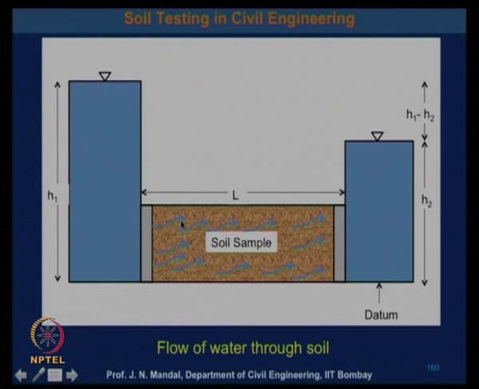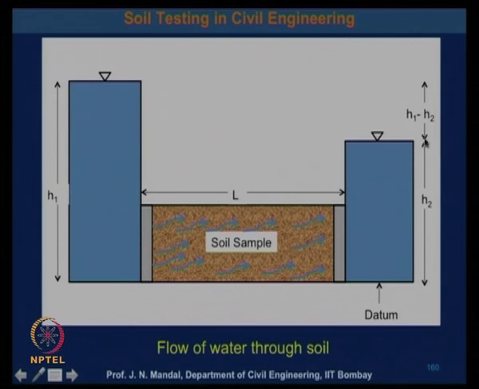Let us say that this is the soil sample of length L, and this water head here is H1, and this water head here is H2. So, water can pass from the upper side through the soil sample to this side. This is the datum. So, there is a difference here, H1 minus H2.